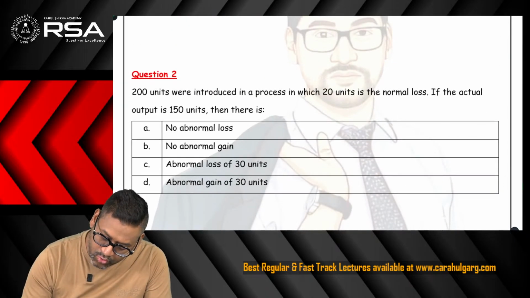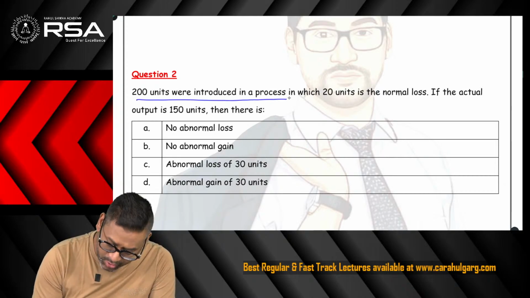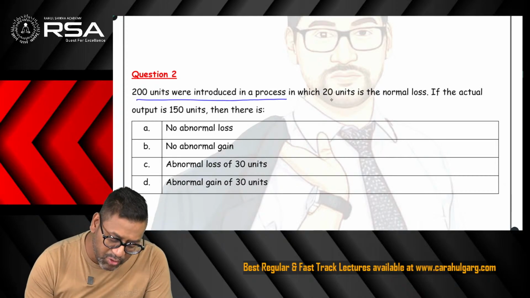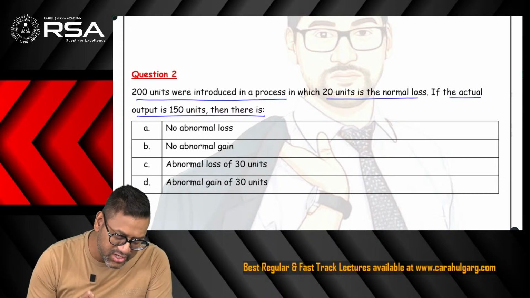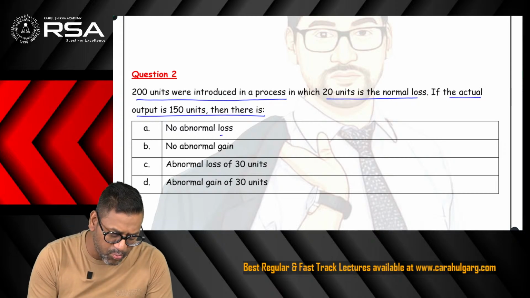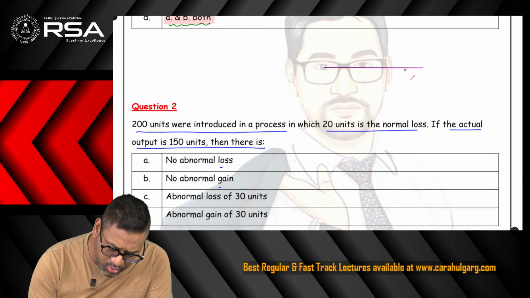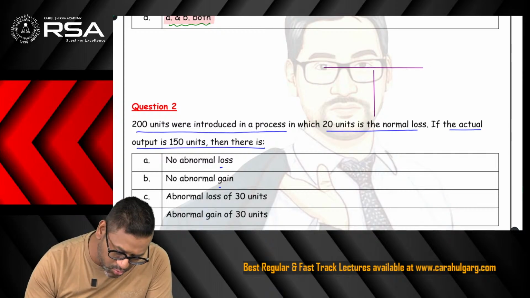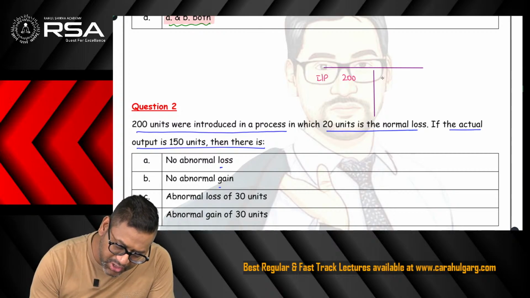Moving ahead. So question number 2, it says 200 units were introduced in process. 20 units is the normal loss. If the actual output is 150 units, then there is... So question is asking whether there is abnormal loss or gain, etc. So it can be done like this as well, or you can make a rough process account. So question says 200 units were input in the process. 20 units is the normal loss.